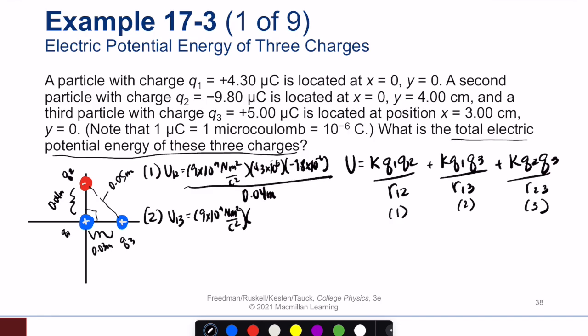All right, U1 and 3. 1 is 4.3. 3 is positive 5. And then the distance between 1 and 3 is 0.03. Finally, my third term.